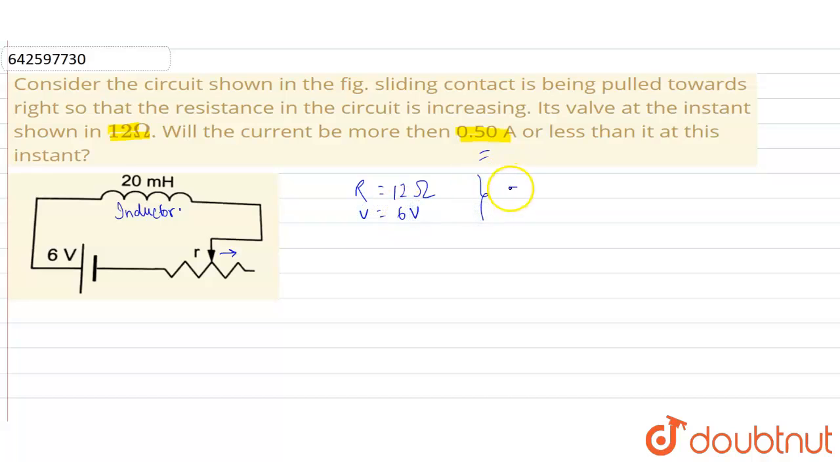So if we calculate the current from here, V by R is equal to 6 by 12, that is 0.5 amperes. Okay, so as we know that V is equal to IR, from here I is inversely proportional to R, correct. Now if the resistance increases, that means current will decrease, correct. Now when the current decreases in the inductor in the given circuit, the self-inductance will come into action, correct. Now when the self-inductance comes into action, it will increase the voltage, correct.